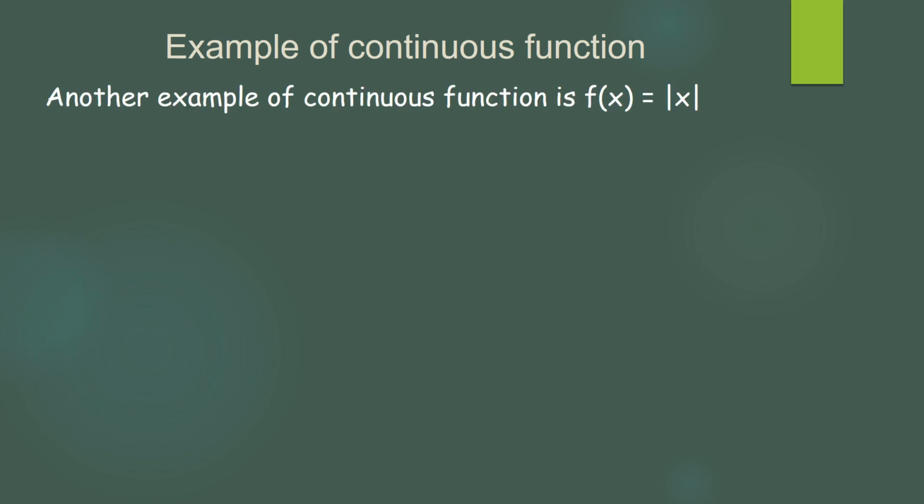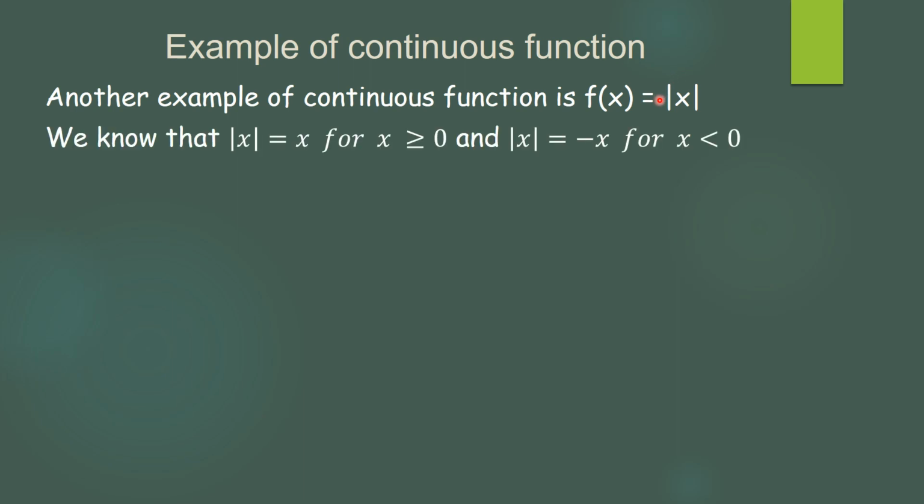We will take another example where we are going for the modulus, because it looks like a simple function, but because of the modulus we are breaking it. We know that the modulus function becomes x for x greater than or equal to 0 and becomes minus x for x less than 0. So though it looks simple, that is only modulus x, it is divided in two parts: x for x greater than or equal to 0 and minus x for x less than 0.